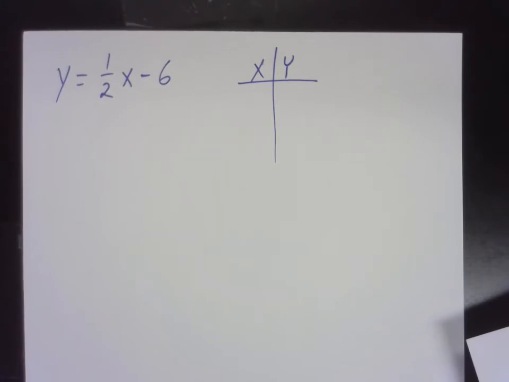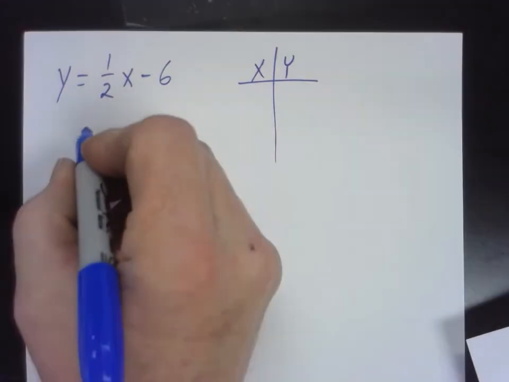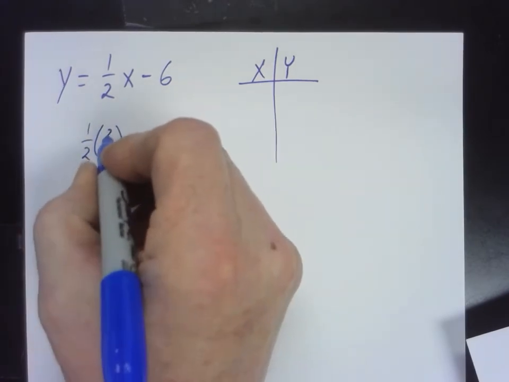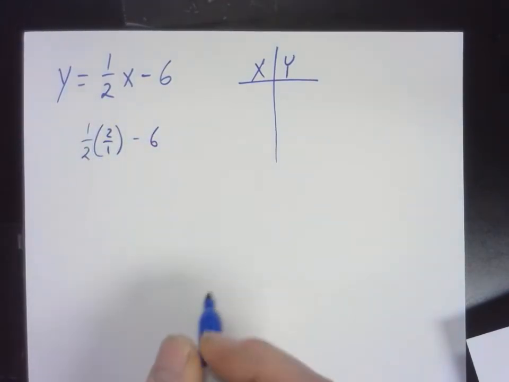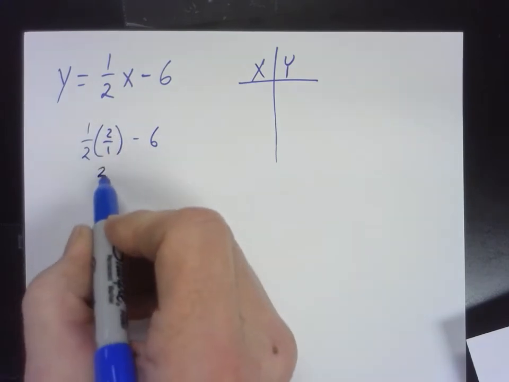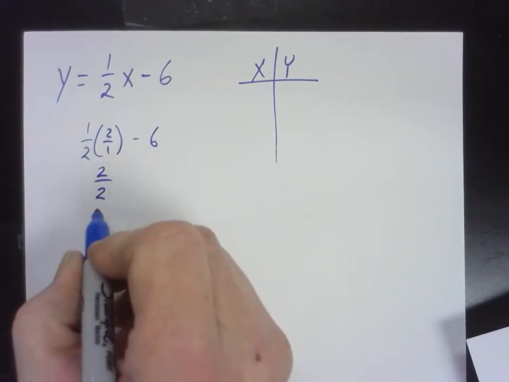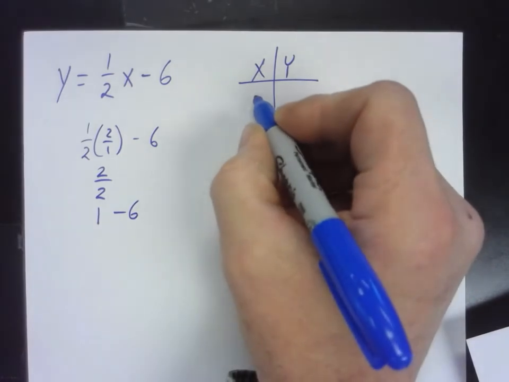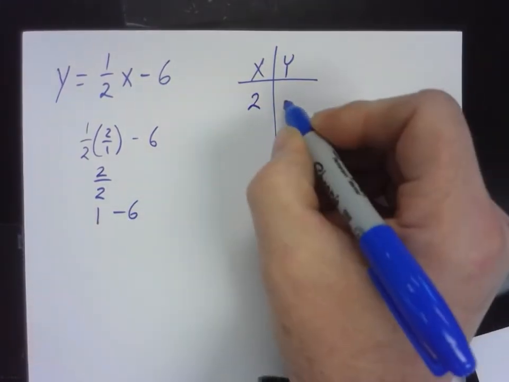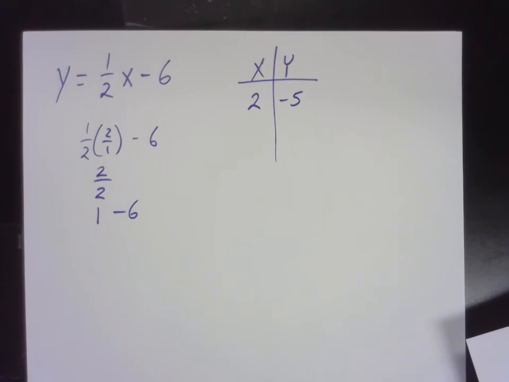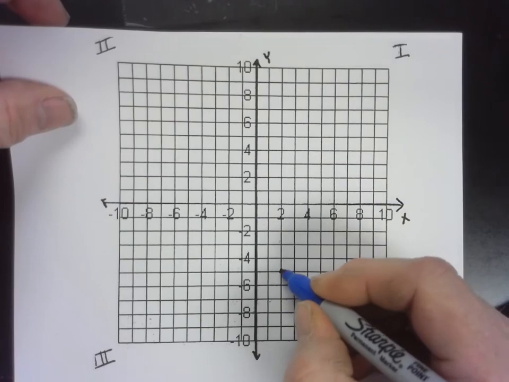You can do half of 10. You can do half of -2. You can do half of 0. What's that? You're dividing because I put a 2 in and then it turned into 1/2. Well, if you put a 2 in, 1/2 of 2, that's 2 over 2, which is 1. Subtract 6. So if we put a 2 in, I think we get 1 subtract 6, which is -5. So 2, -5, there's a point.